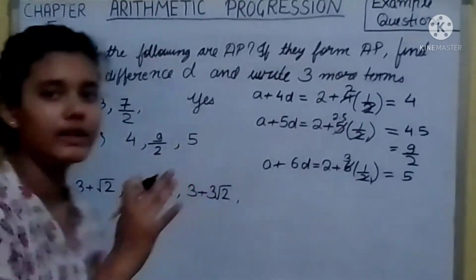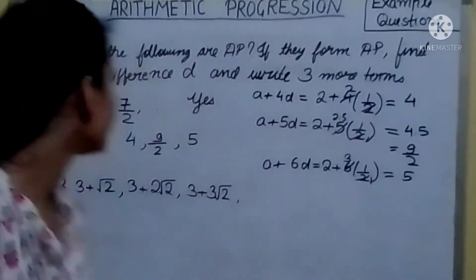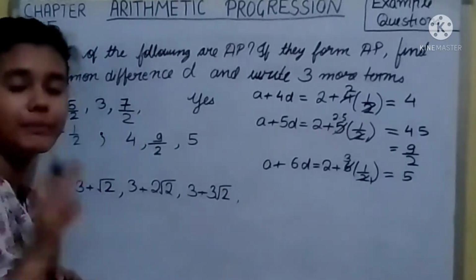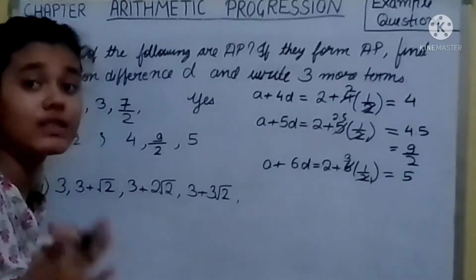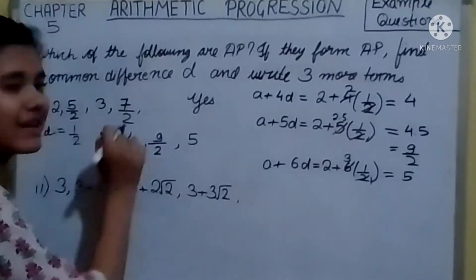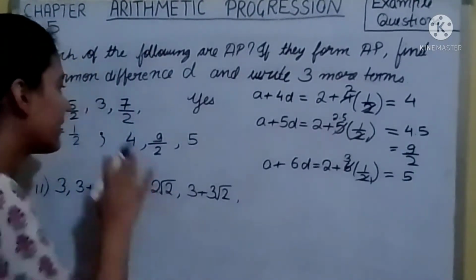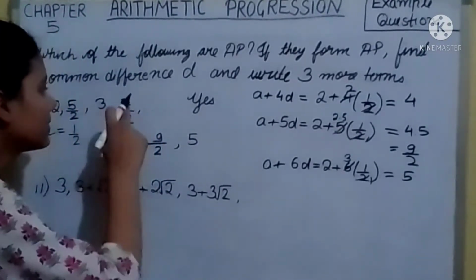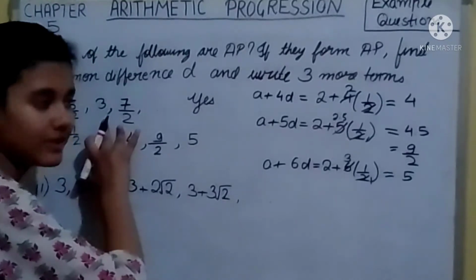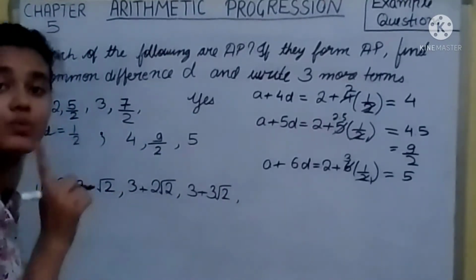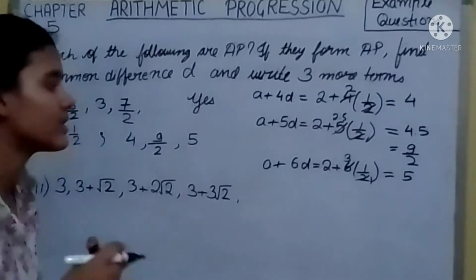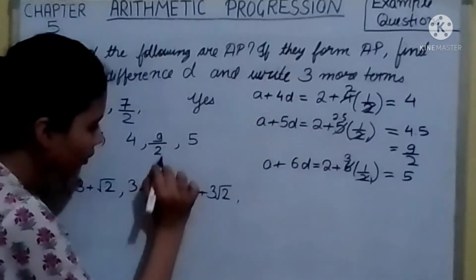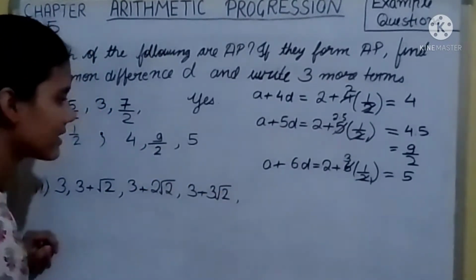And here one more way you can do is that, see, 5 upon 2 is equals to 2.5. So the difference between 2 and 2.5 is 0.5. Then 2.5 and 3, the difference between them is 0.5. Then 3 and then 7 by 2 is equals to 3.5. So here also 0.5 difference is there, and the common difference is 1 by 2, that is 0.5. So in both ways you can do. Here if you want, then it can come like this also, 4 comma 4.5 comma 5. Okay, now let's do the next one.